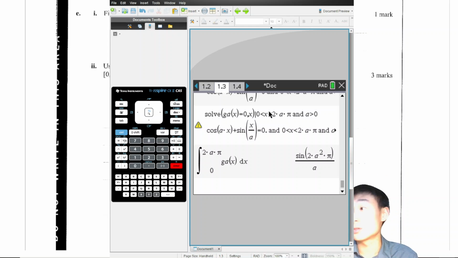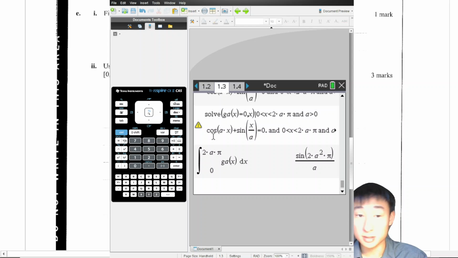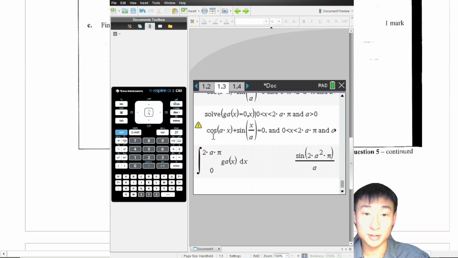Why doesn't this equal 0? But it does equal 0, does it? Yeah, so that is equal to sine 2. Does this a squared? No, that doesn't equal 0. 4 over a. This doesn't equal 0 for all values of a.